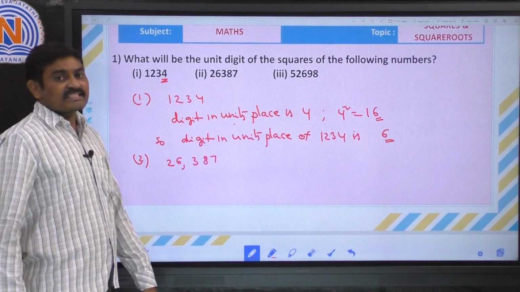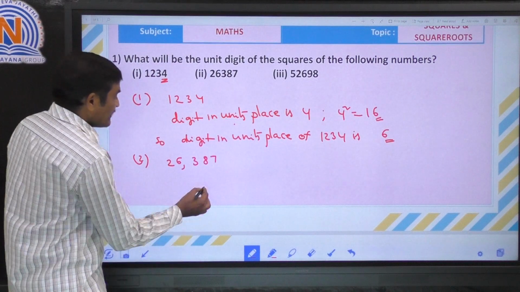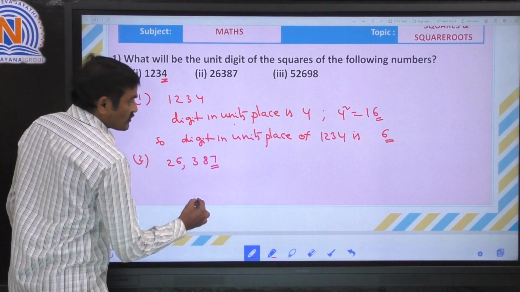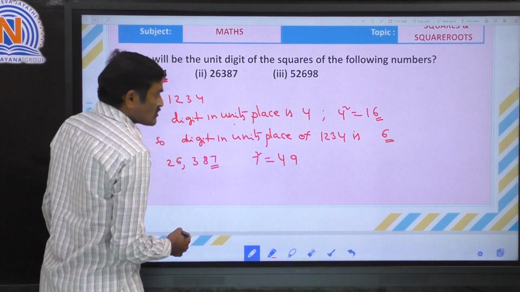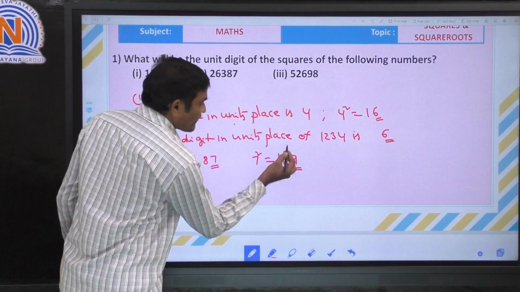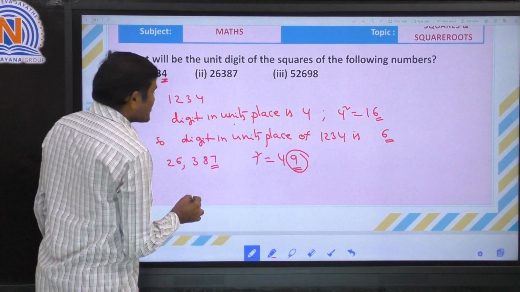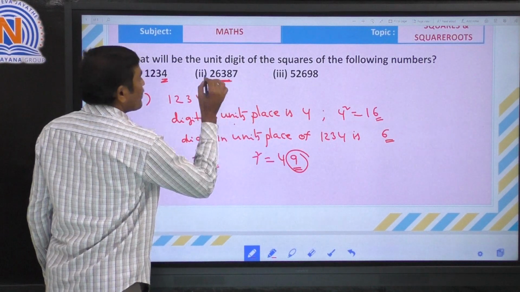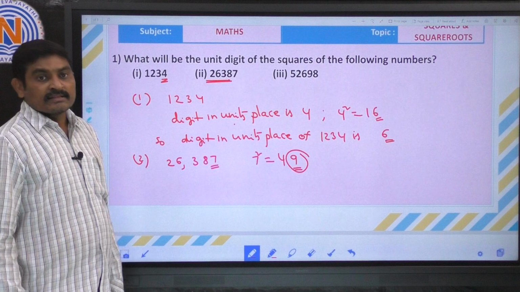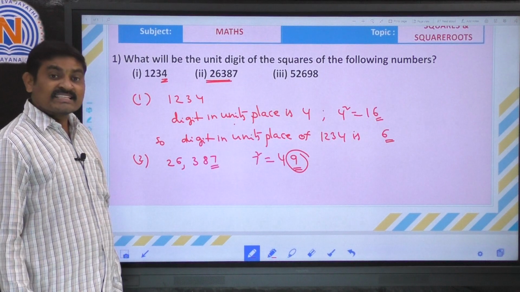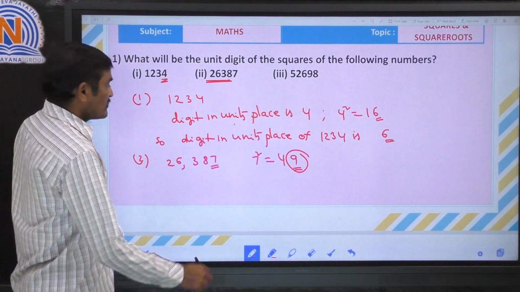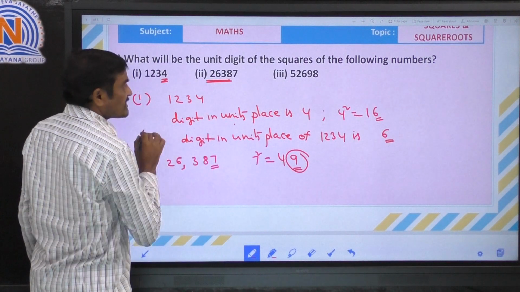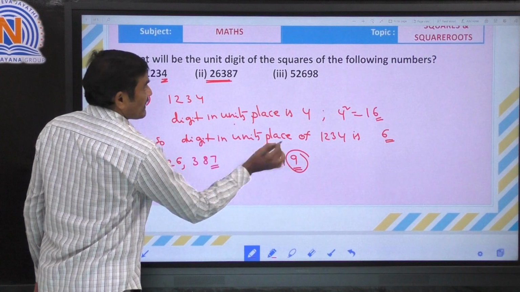26,387. So what is the digit in units place here? The digit in units place is 7. So 7 square is equal to 49. So what is the digit in units place here? 9. So the digit in units place of the square of 26,387 is 9 only.